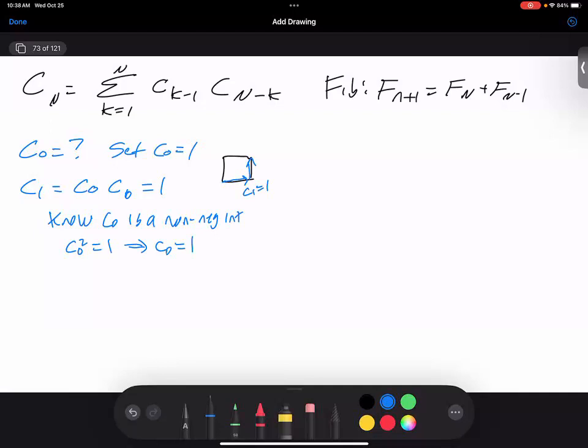Building on this success, we can calculate C2. So C2 is going to be the sum where k goes from 1 to n, so k goes from 1 to 2. When k equals 1, we're going to get C0, and then C2, right? And then when k equals 2, we get C1, C1. Did I make a mistake? Yes, I made a mistake again, sorry. When k equals 1, we're going to get C0, C1. And when k equals 2, we're going to get C1, C0. So what will that be? 2.